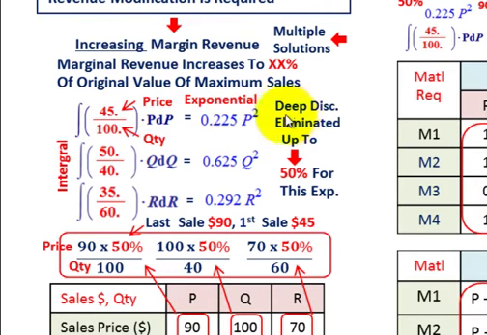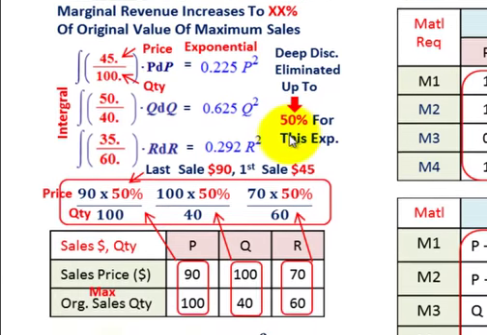And before we do that, our example is going to be based on deep discounts being eliminated up to 50% for this example. That is, we're going to have a 50% reduction in our sales price when we start out, and we're going to eliminate that percentage as we move up for the example that we're going to look at. So let's understand what's going on here.